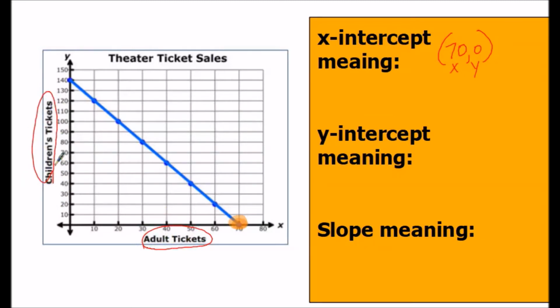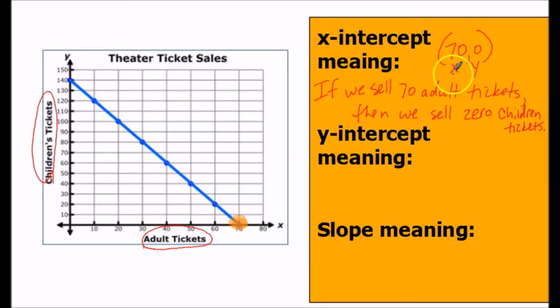So it looks like if we sell 70 adult tickets, then we could say 0 children's tickets. All right, and let's see if that makes sense: 70 adult tickets, 0 children's tickets, makes sense to me. So that's big baller shot caller.